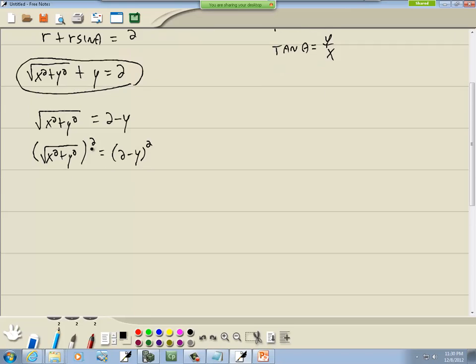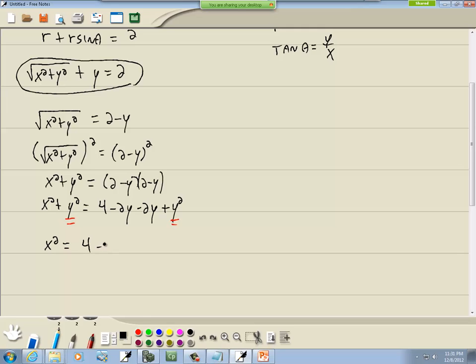Over on the left side, the square root and the second power cancel, and we got x squared plus y squared equals 2 minus y times 2 minus y. So we got x squared plus y squared. 2 times 2 is 4. 2 times negative y is negative 2y. Negative y times 2 is negative 2y. Negative y times negative y is y squared. Now notice we have a y squared on both sides. Those can just cancel away when you have the same thing on both sides. So we got x squared is equal to 4 minus 4y. And this is a parabola.